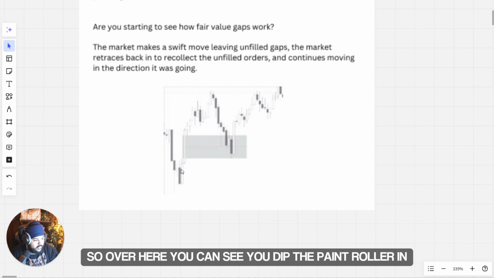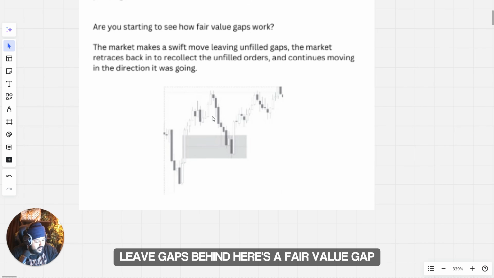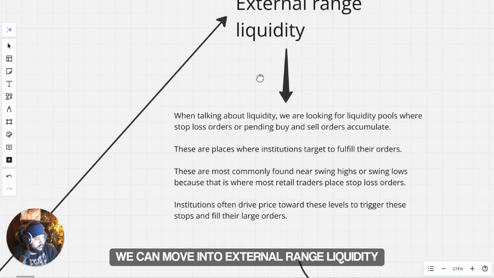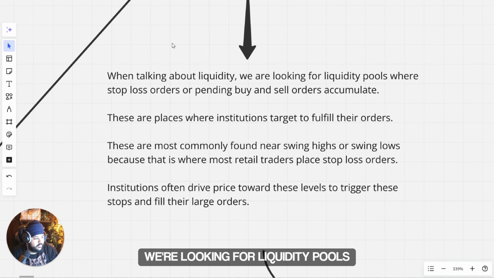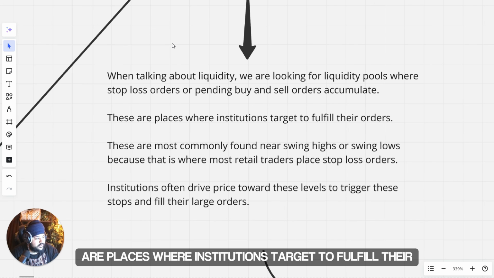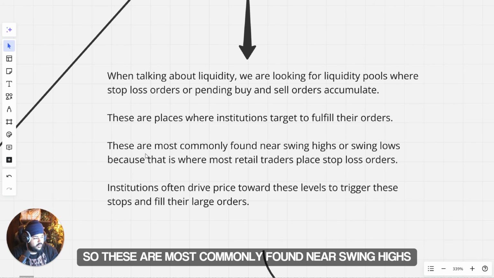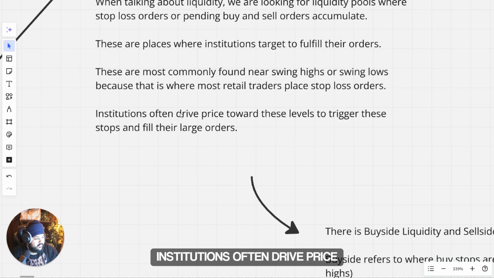So over here, you can see you dip the paint roller in, move it really fast, leave gaps behind. Here's a fair value gap. We pull back in, and then we get the move that we wanted. So from there, we can move into external range liquidity. When you're talking about liquidity, we're looking for liquidity pools where stop loss orders or pending buy and sell orders accumulate. These are places where institutions target to fulfill their orders because they have such big size, they need people to do so. These are most commonly found near swing highs and swing lows because that's where most retail traders place stop loss orders. Institutions often drive price to these levels to fill their large orders.